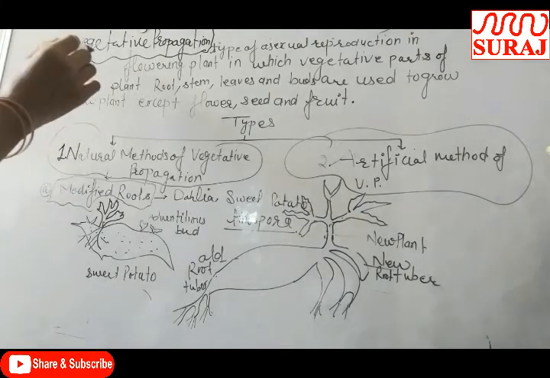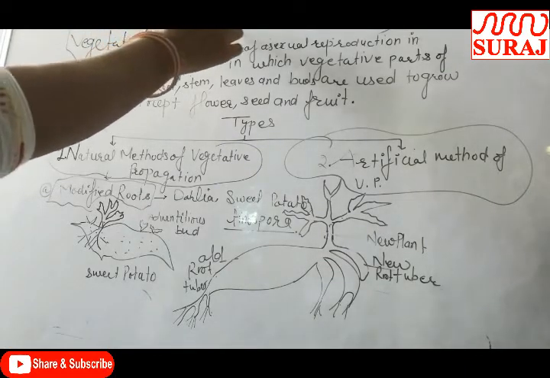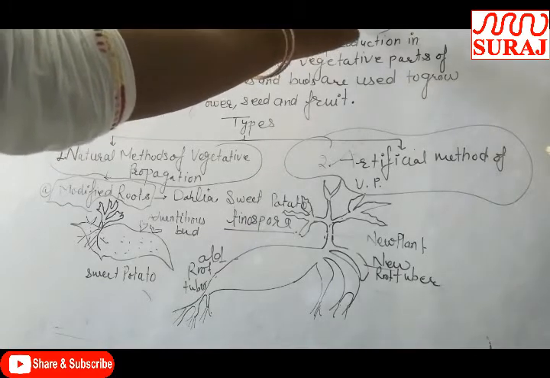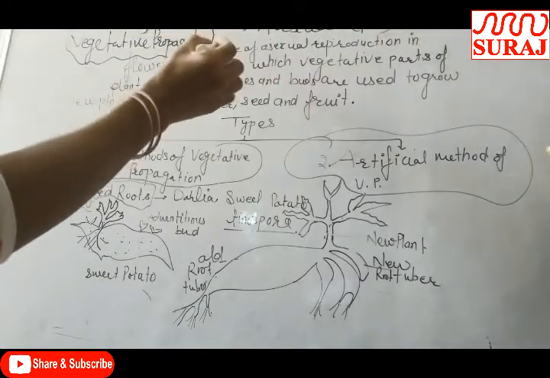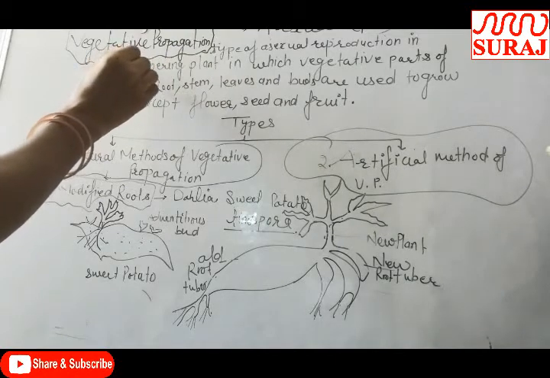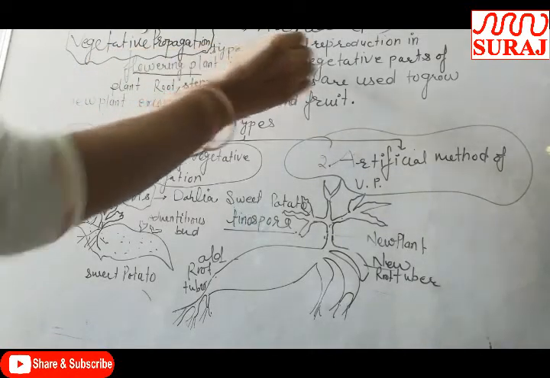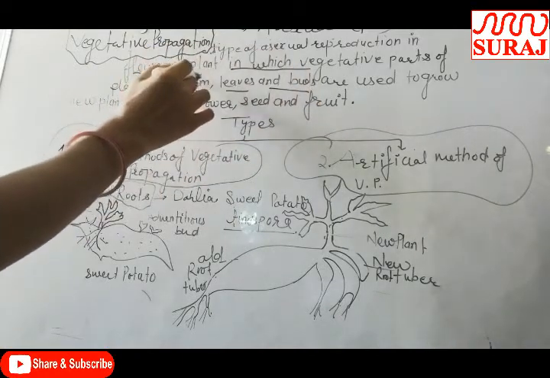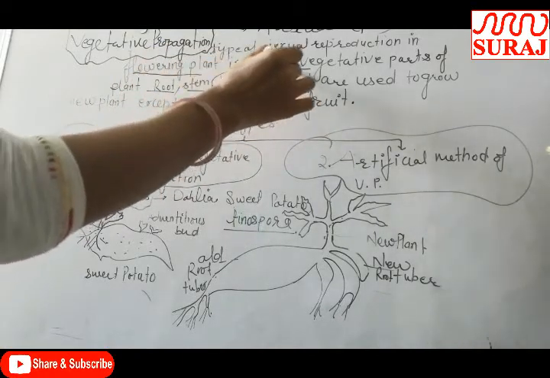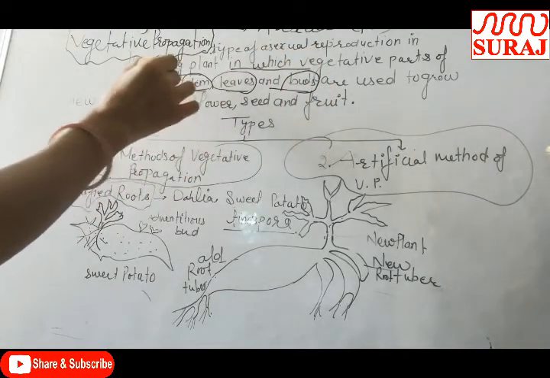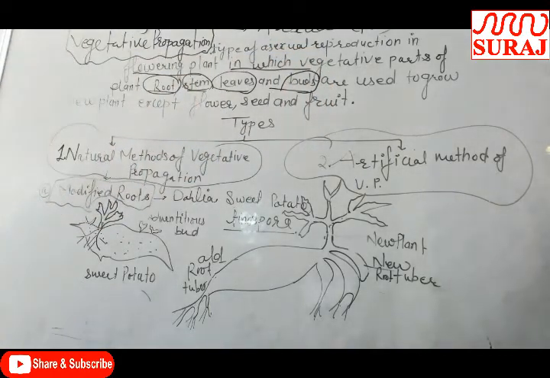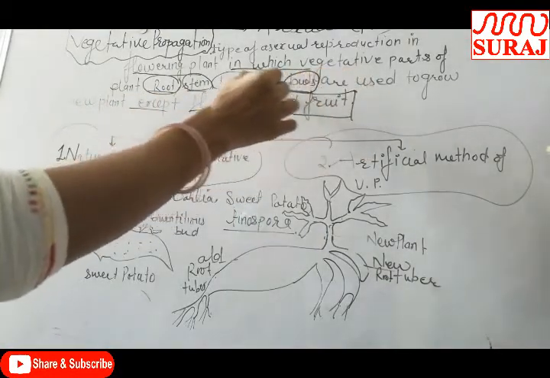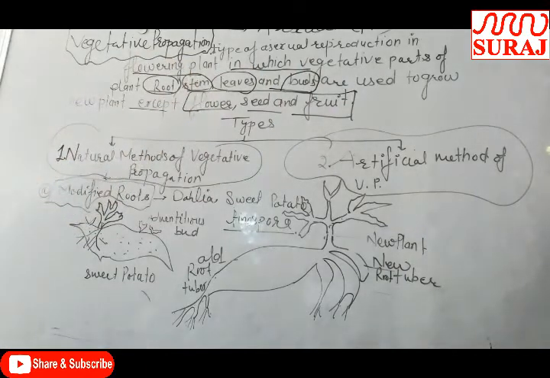As we all know, vegetative propagation is a type of asexual reproduction in plants, in which the vegetative parts like root, stem, leaves and buds of the flowering plants are used to grow a new plant, except the flower, seed or fruit, the reproductive parts of the plants.